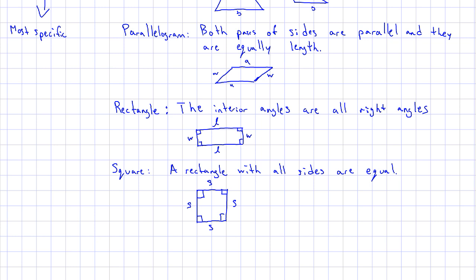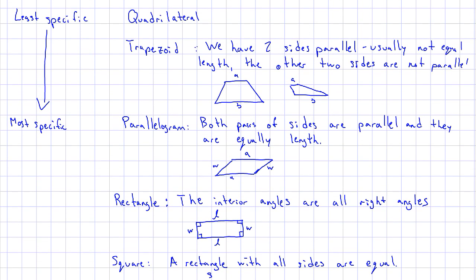So that's the basic vocab of all the different types of quadrilaterals. If it doesn't fit into these categories, square, rectangle, parallelogram, or trapezoid, then it's just a generic quadrilateral.